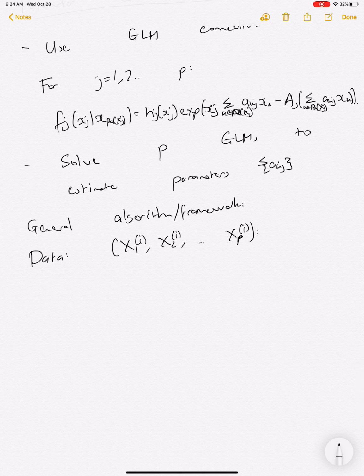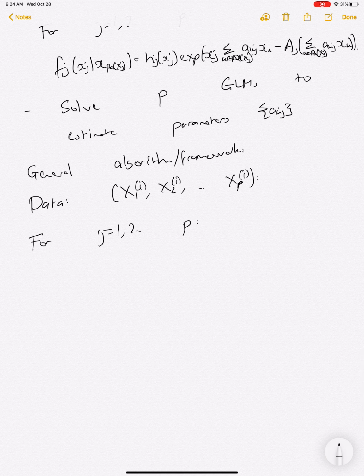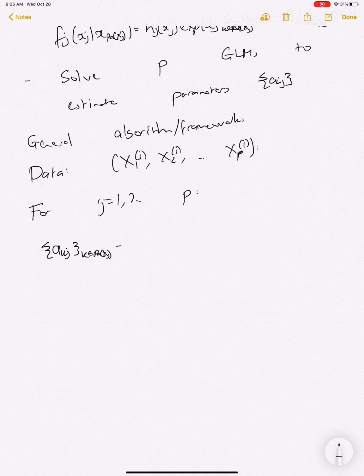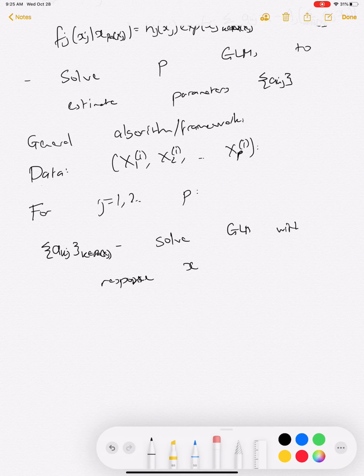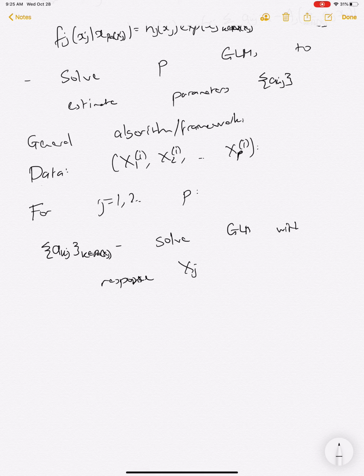And then, so we can just say that for j equals 1 up to p, if we look at just akj, where k is the parents of xj, then we just solve a GLM with response xj and covariates Xk.